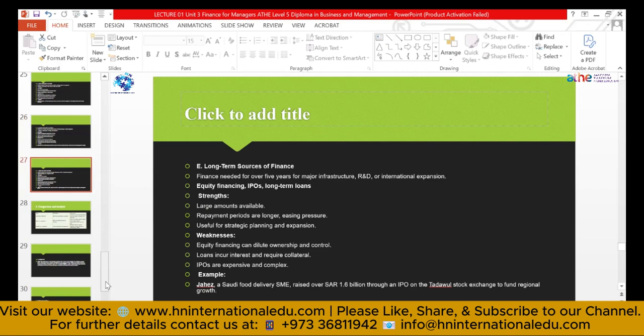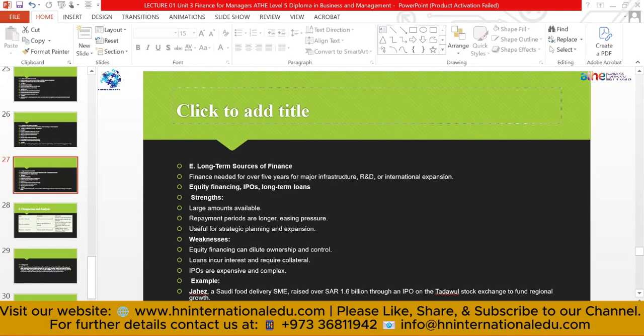Long-term source of finance. Long-term sources of finance are for more than 5 years. What are the strengths and weaknesses? Large amounts are available. Yes, a big amount, a bulk amount, and repayment periods are longer, easing the pressure. Obviously, when you take a large amount, they're not going to tease you at all. Everything is going to be easy for you, useful for strategic planning and expansion. Now, this is on the big scale. It's not on the small scale, not for sole traders or partnerships. It is for international businesses.